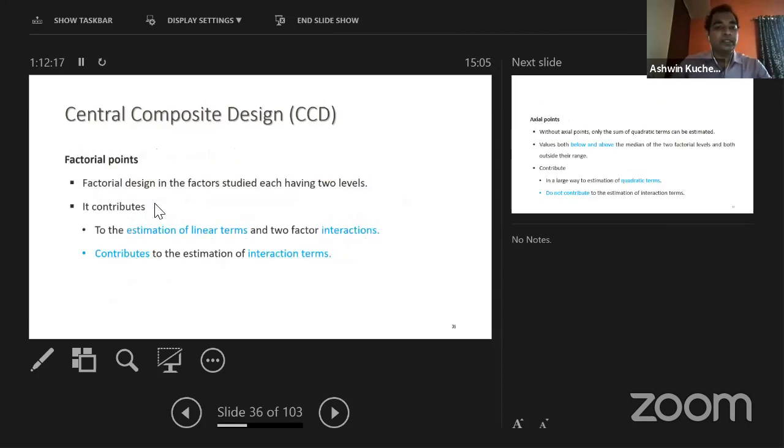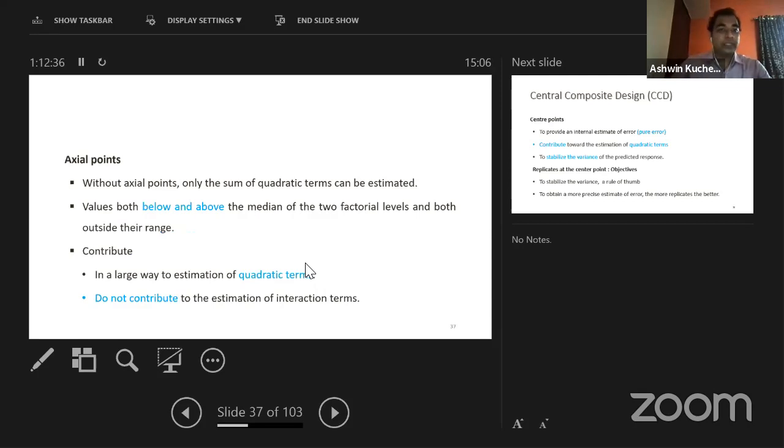Now, what are factorial points? They contribute to the estimation of linear terms and two-factor interaction, because they will give x1, x2, and the interaction term x1x2. What are axial points? Without axial points, only the sum of quadratic terms can be estimated, because the values below and above the medium of the two factorial levels lie outside their range. They contribute to the estimation of the quadratic terms, but not the interaction term, as the factorial designs do.